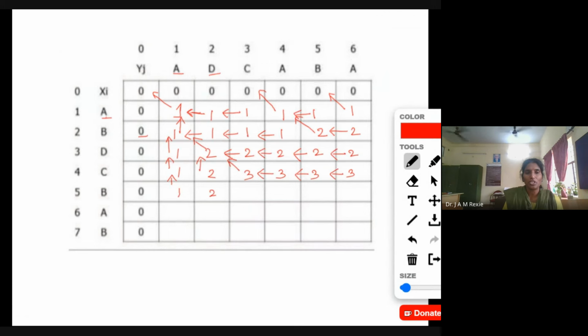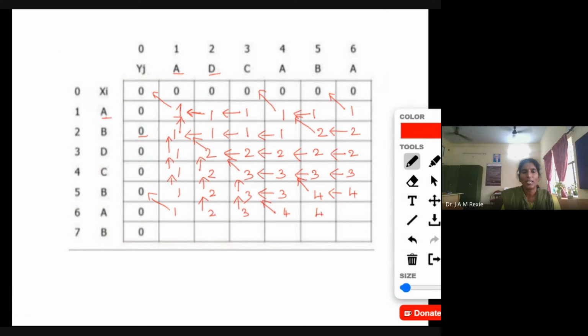B and D not matched. Then D and C not matched. Then B and A not matched. B and B is matched, so let us add it with the diagonal. And B and A not matched. Then A and A matched, so 1 from the diagonal. Not matched from the row. Not matched from the row. Then matched, so from the diagonal.